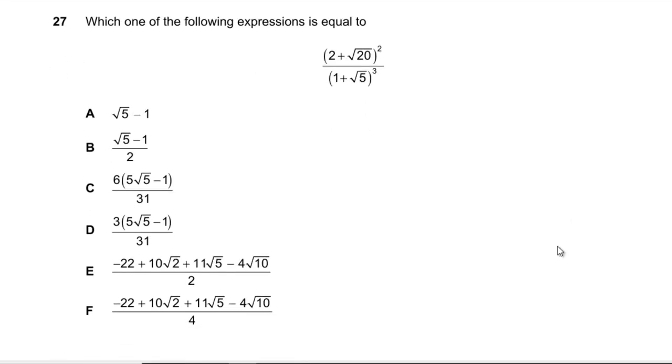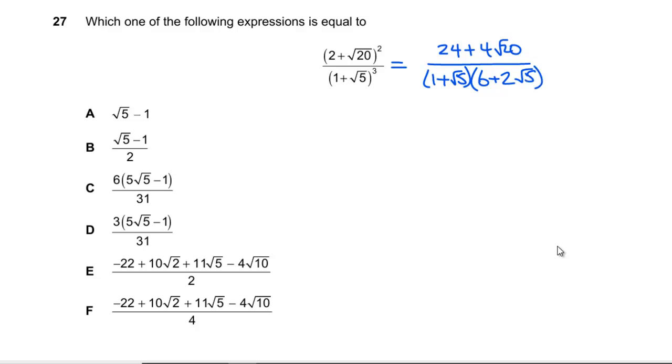27. Which one of the following expressions is equal to this? So we've got square divided by cube. Okay, so I've got 4 plus 4 root 20 plus 20 divided by, well, let's leave one of the brackets off to the side and do the other two. So that's going to be a 1 plus a 5 is a 6 plus a 2 root 5. I can get rid of some 2's.